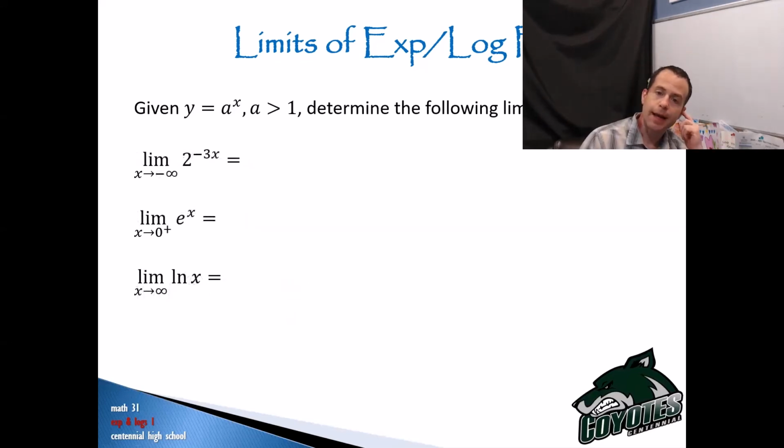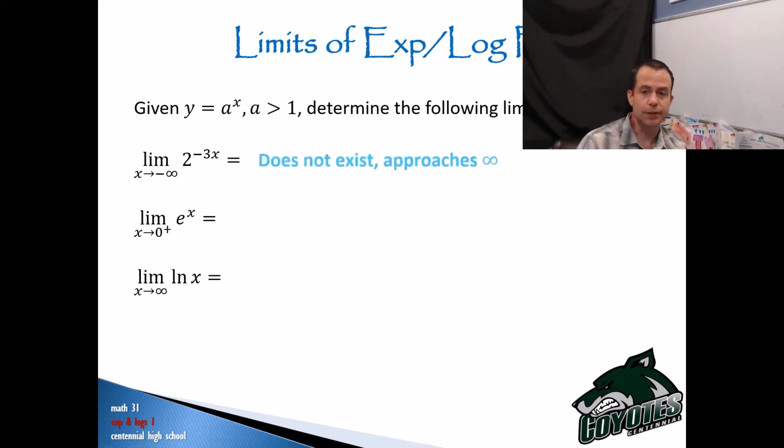Now let's take a look at the limit as x approaches negative infinity of 2 to the negative 3 times x. Now here you want to think about that. If I put negative infinity in here, I get negative 3 times negative infinity. Negative times negative is actually positive, so that gives me 3 times infinity. And so there will be no limit there. It'll just continue to increase. It approaches infinity.